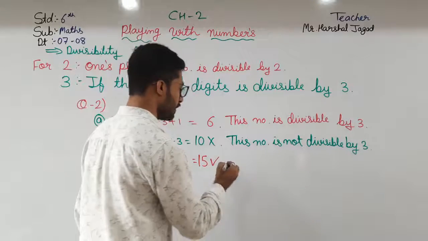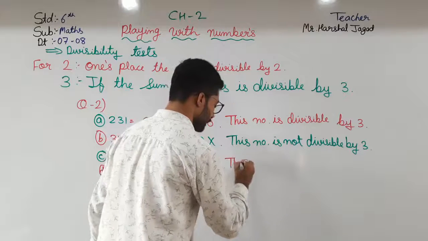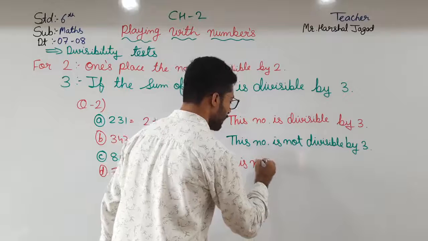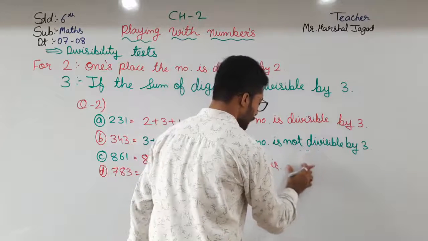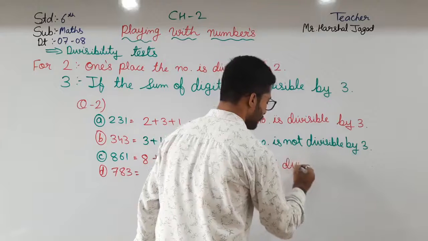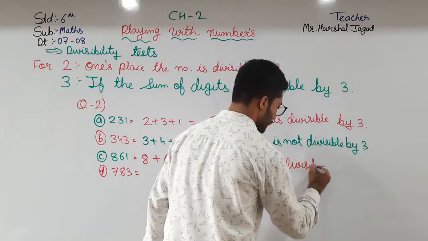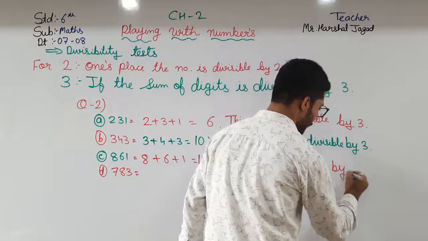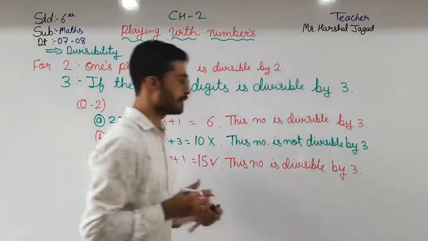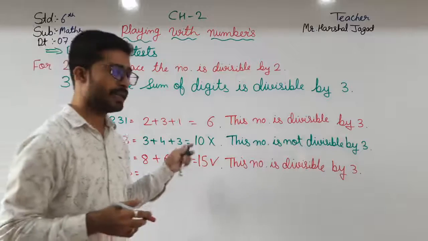So this number is divisible by 3. Okay, this number is divisible by 3.